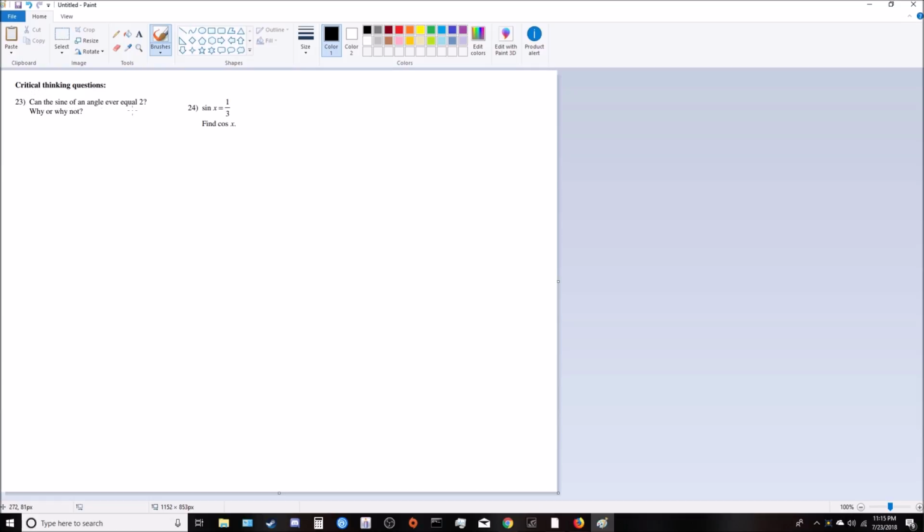Can the sine of an angle ever equal 2? Why or why not? So in order to answer this question, we have to think about what sine represents in a right triangle. So I'm just going to draw an arbitrary right triangle. Let's call this angle X. Let's call this point of the triangle A. Let's call this B. And let's call this C.